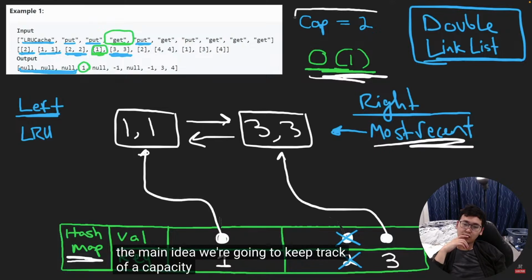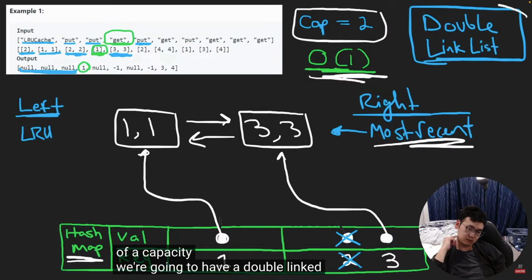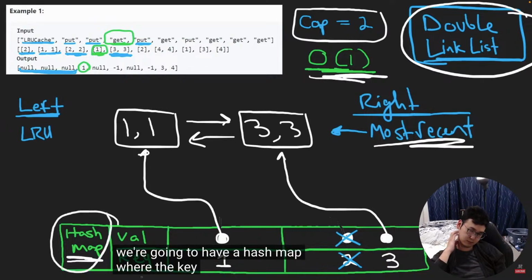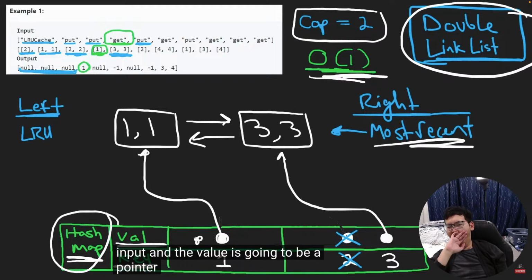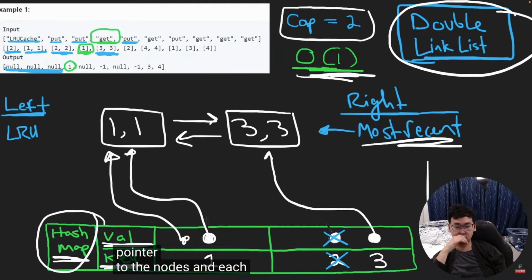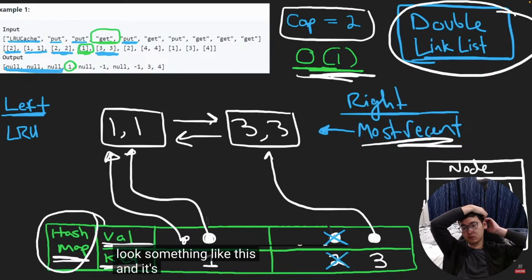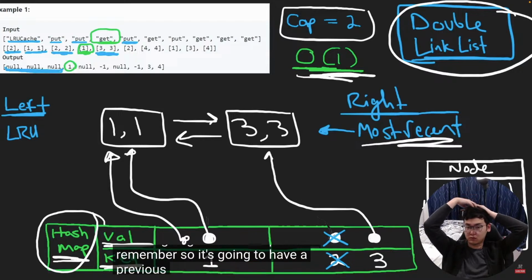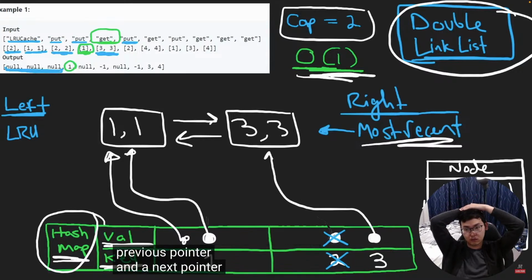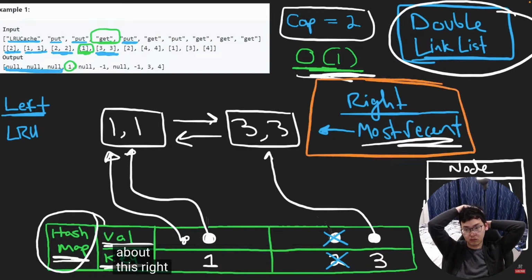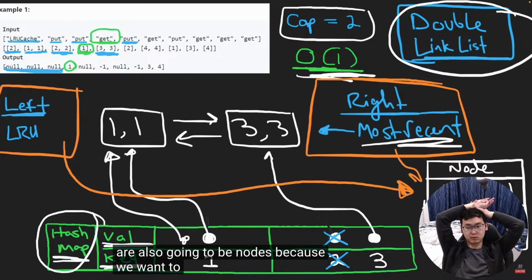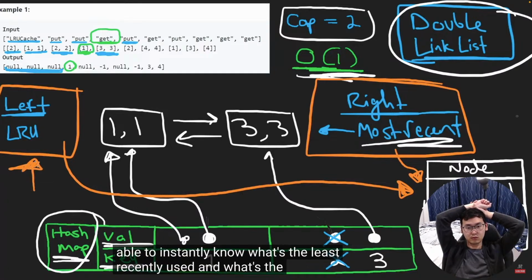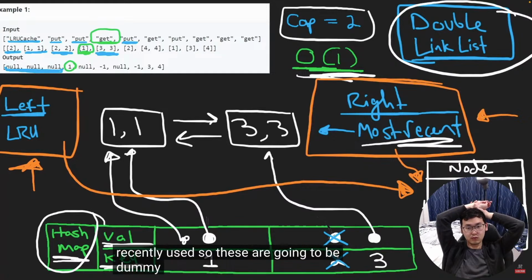We're going to keep track of a capacity. We're going to have a double linked list. We're going to have a hash map where the key of the hash map is going to be the same key that we get from the input, and the value is going to be a pointer to the nodes. And each node is going to look something like this. It's going to have 2 pointers, remember? So it's going to have a previous pointer and a next pointer. And don't forget about this right and this left. These are also going to be nodes because we want to have pointers.